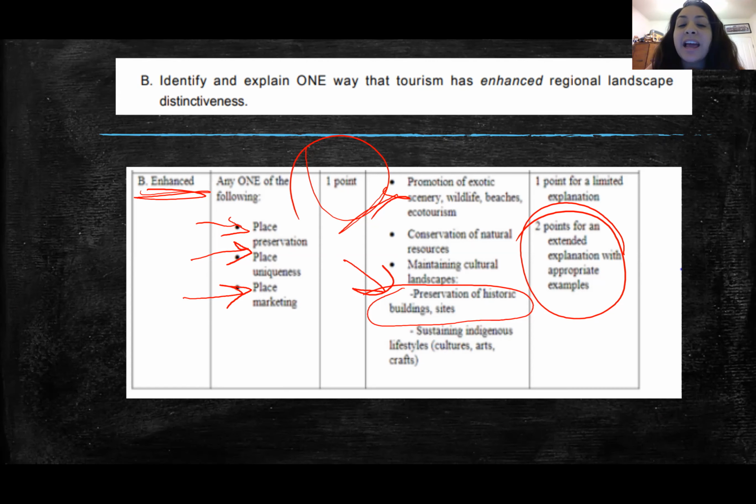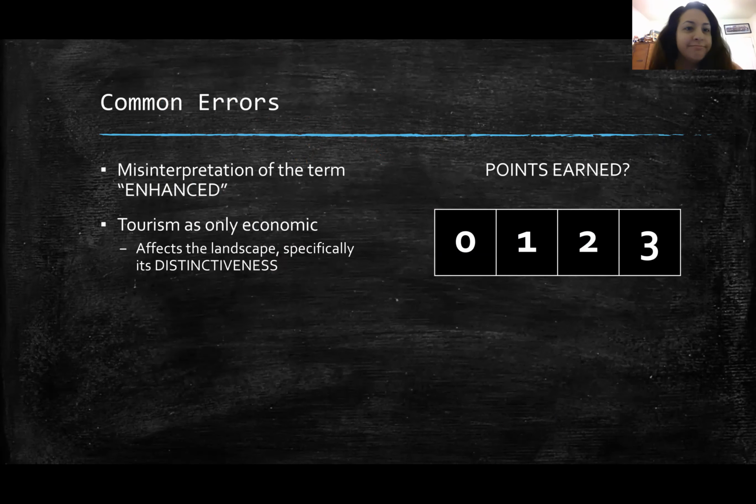Sustaining indigenous lifestyles. All right. So cultures and art. When you see things like a posada, right? Because that's cultural. So you see posadas, you see, in Chinatown, maybe you see the celebration of Chinese New Year, right? Those are things that are unique to an area. And again, make sure that you give examples because explain is asking you to talk about something with examples. Okay? All right. First one, done.